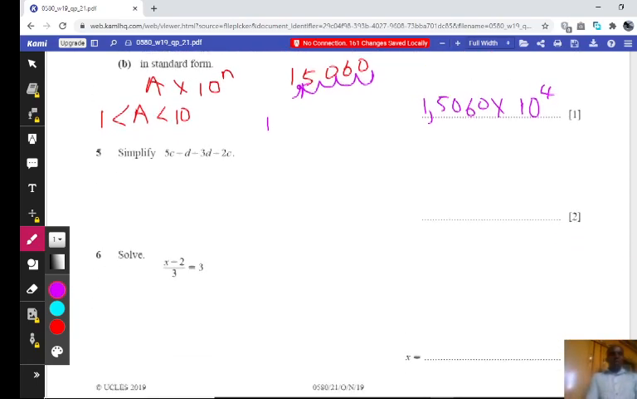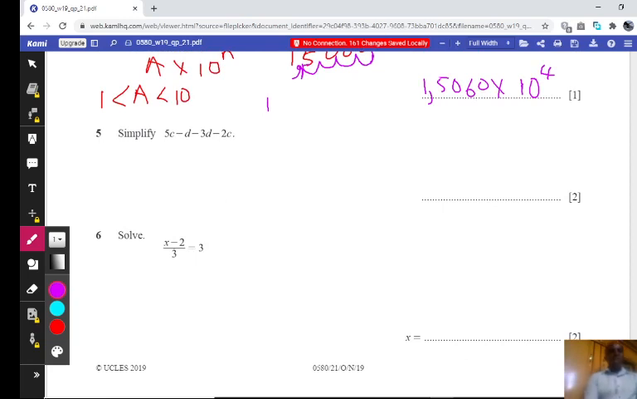Right, next question. Simplify 5c minus d minus 3d minus 2c. This one, you just collect like terms and simplify. That's what you do, right? So collect like terms: 5c minus 2c minus d minus 3d. It is equal to 3c minus 4d.